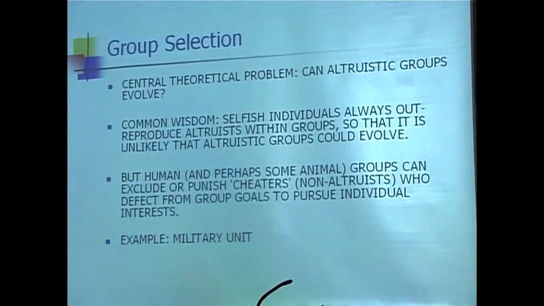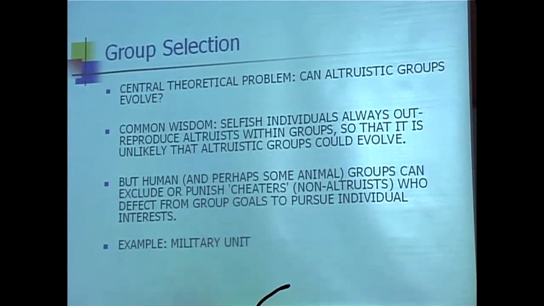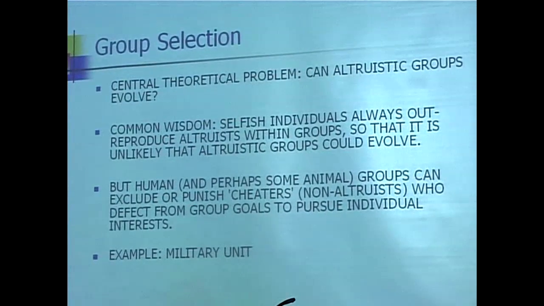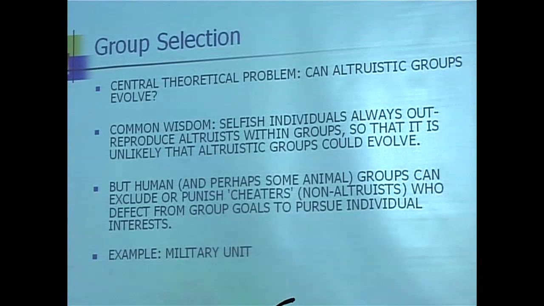And so the central theoretical problem about group selection is, can altruistic groups evolve? This was subjected to a huge amount of investigation: mathematical models, books, a huge amount of literature. The basic question is, can altruistic groups evolve? Is that an important part of nature? The common wisdom, though, is that selfish individuals will always out-reproduce altruists within groups, so it is unlikely that altruistic groups could evolve. And that is essentially where things were.